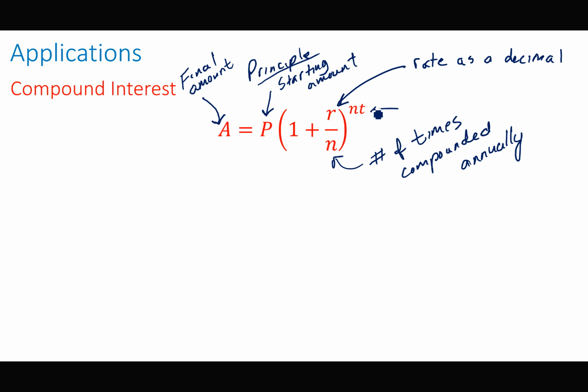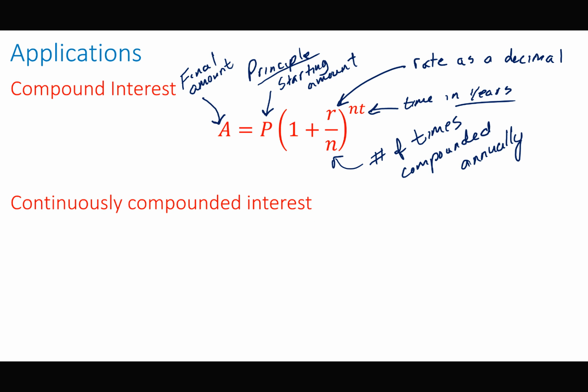And then T is your time in years. So make sure it's in years. If they say it's $500 at 2%, compounded monthly, how much will we have in 6 months, your T would actually be 0.5. Okay, so that T is in years. So if they give it to you as a month or something, you have to convert it to what it is actually in years.